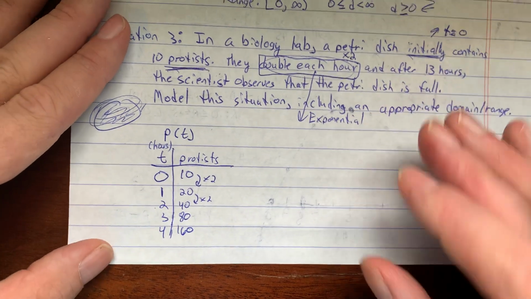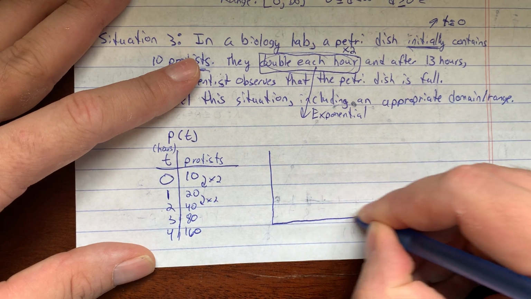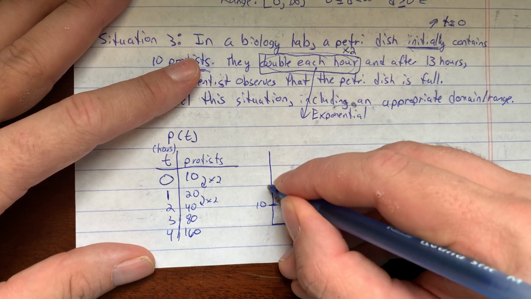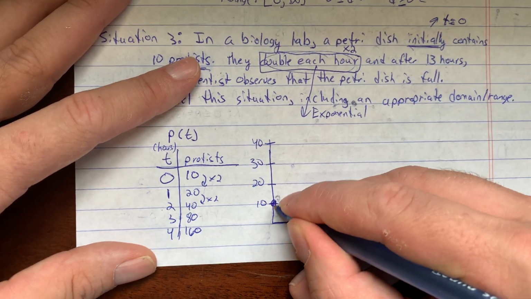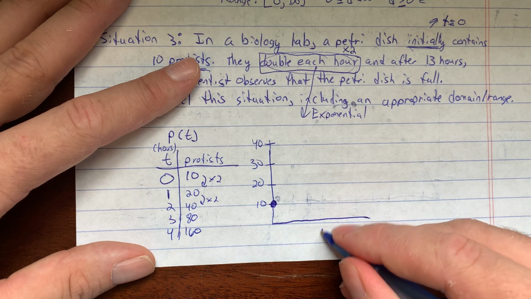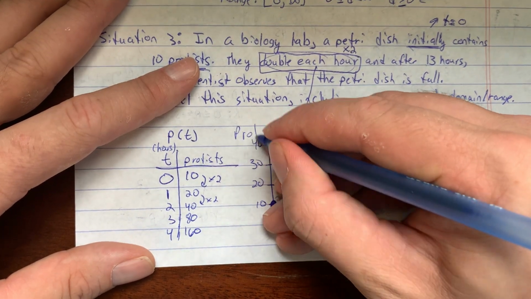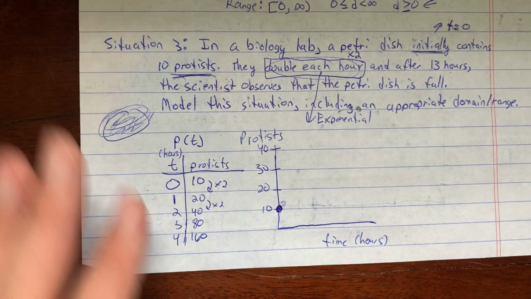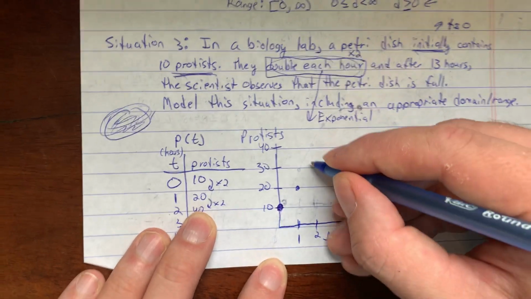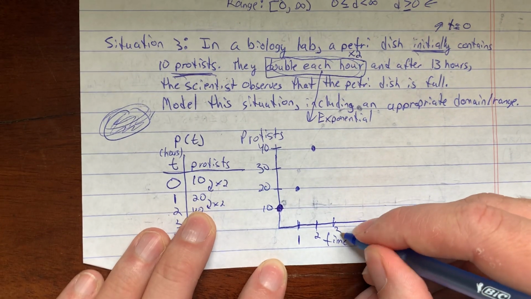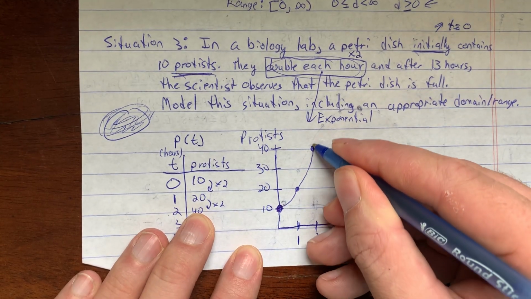Okay. And let's look at what a graph of this would look like. Okay, so I guess I'm going to count by 10s here. 10, 20, 30, 40. And at 0, there were 10 protists. This is time in hours. This is protists. I always want to have a good labeling of what is going on in my graph. After 1 hour, there were 20 protists. After 2 hours, there were 40 protists. After 3 hours, it's going to be way up at 80. That's going to be off the graph. And so I end up with this graph that looks like this.